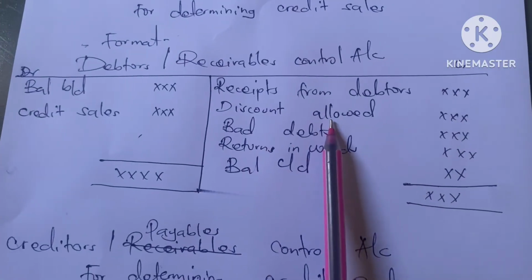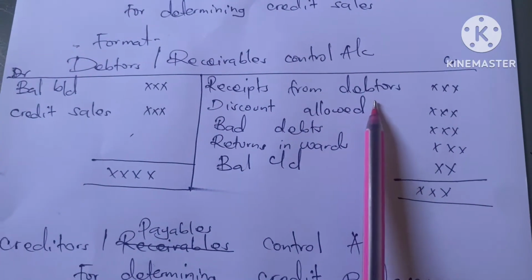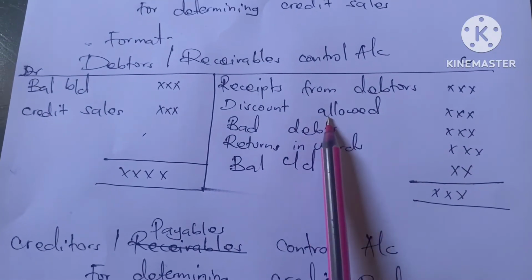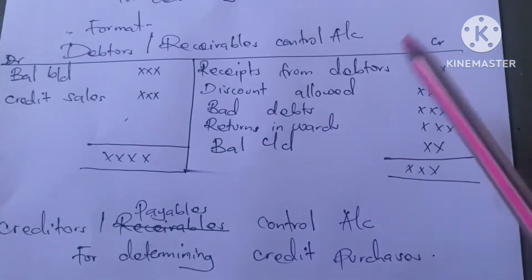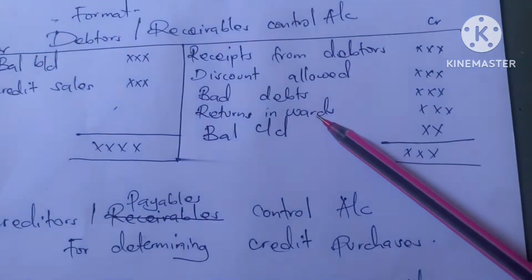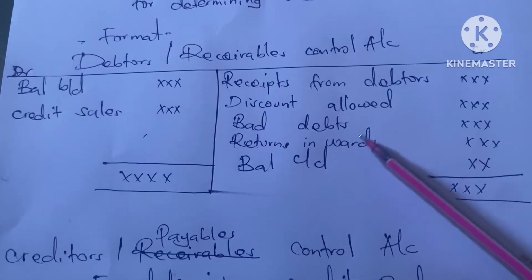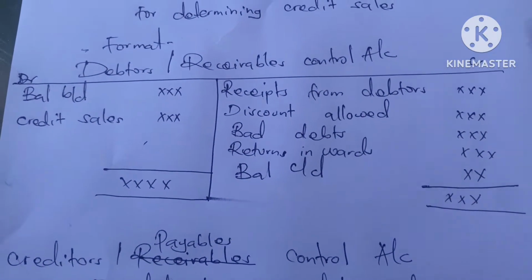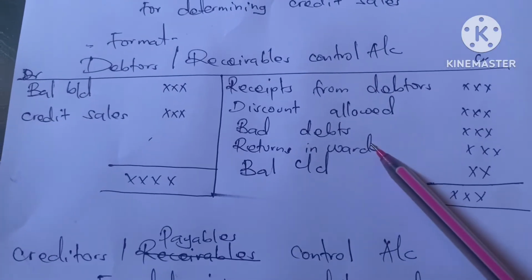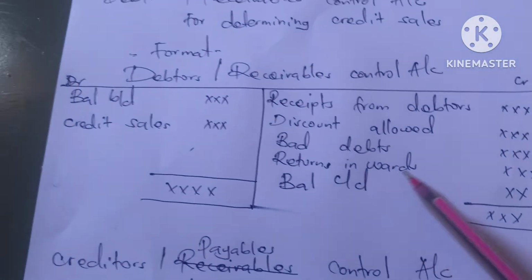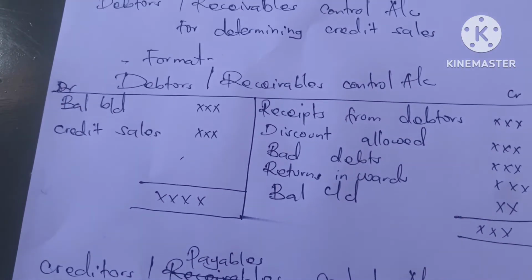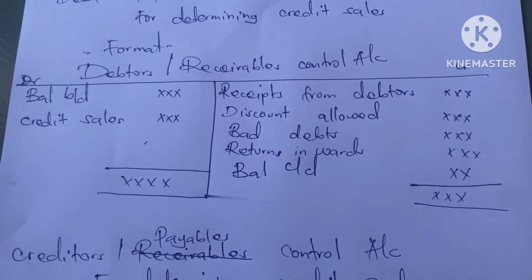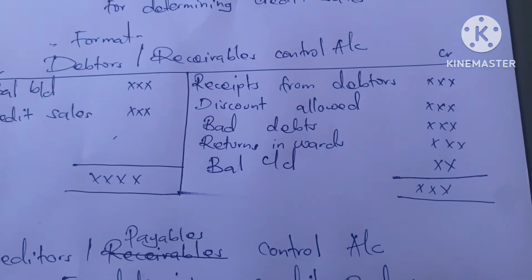Then the bad debts, those are people that are likely not to pay you. So when they do not pay you, of course, even the money that you're expecting will reduce. That's why we put it on the credit side. Then return inwards, when the customers you sold to bring the goods back, it means that what you're demanding from them is reducing. That's why we put it this side. Then the closing balance, if the opening balance is this side, our closing balance will be on the opposite side. That is it. So that is the formatting of the debtors or the receivables control account.